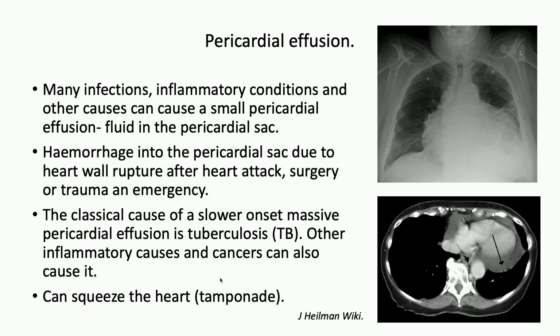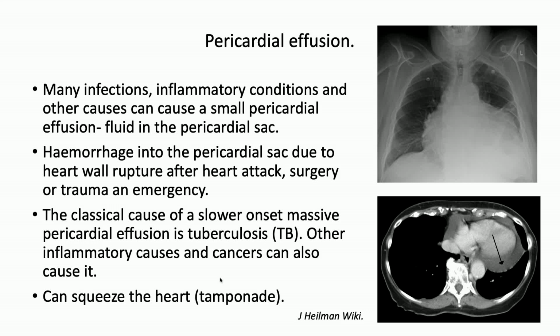Pericardial effusion is when there is fluid in the space between the heart and the pericardial sac. Now, a little bit of pericardial effusion is very common after quite a lot of conditions, including infections, and generally just resolves. People don't actually know about it unless someone looks for it. But there are some important ones which can be life-threatening.